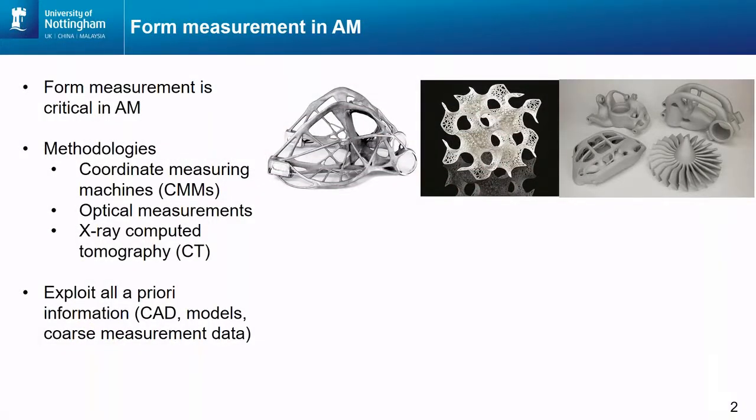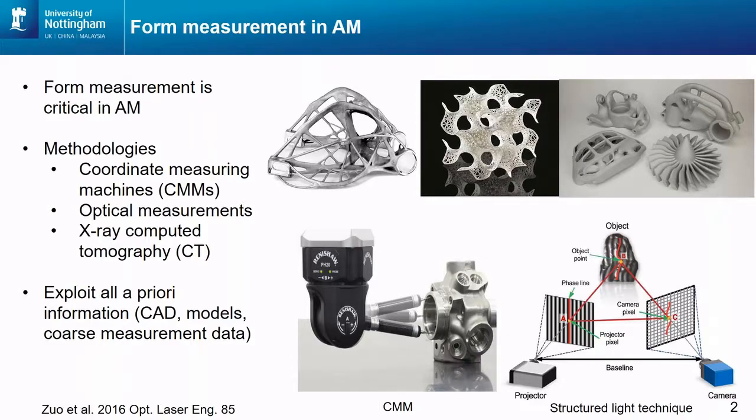Form measurement is critical in additive manufacturing because of complex free-form geometry, multiple occlusions, and line of sight issues. Over the past decades, many methodologies have been developed for the dimensional characterization of AM parts, which can broadly be categorized as contact methods like CMM and non-contact methods, such as structured light techniques, photogrammetry, laser scanning, and X-ray computed tomography. Once the measurement is done, comparison with the CAD model and coarse measurement alignment provides a possible route to exploit all the a priori information.